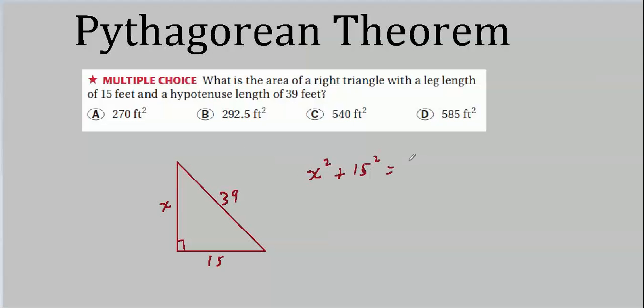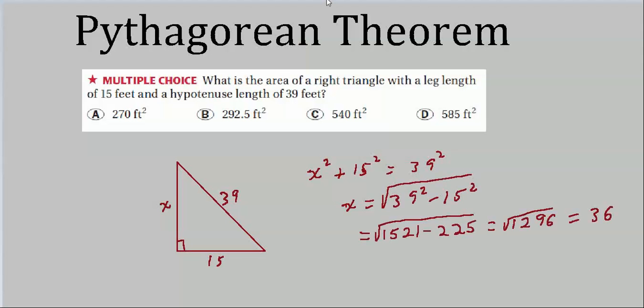And that equals 39 squared. Or x equals 39 squared minus 15 squared, and we'll take the square root of that.